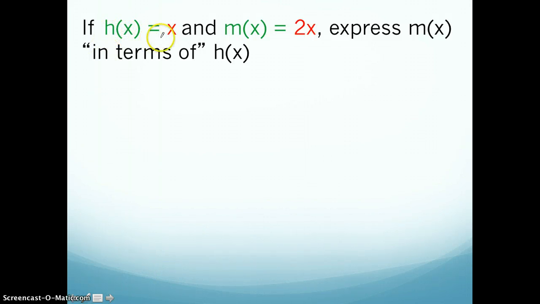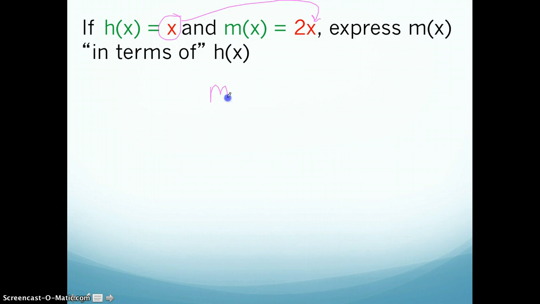Okay, if h of x is x and m of x is 2x, then how could we express m of x in terms of h of x? Well, same thing. So here we have h of x is equal to x. And look, here's an x. So instead of writing x, we could write h of x, since x and h of x are equal.